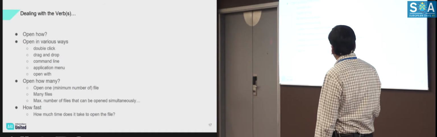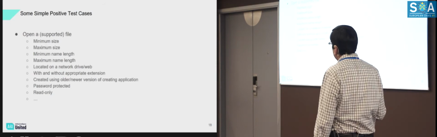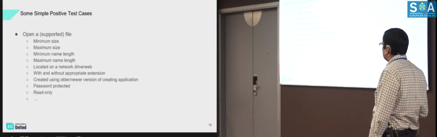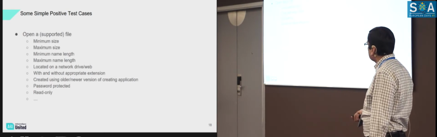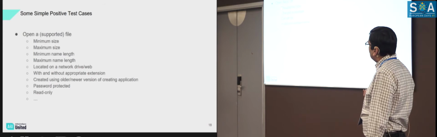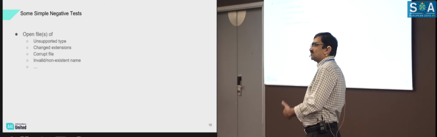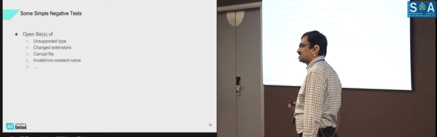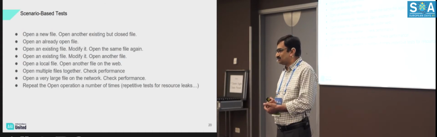But before that, some simple positive test cases: minimum, maximum size, name length, where they are located, with or without extension, created using older, newer version of creating application, and so on and so forth. Each one of them a valid test case. Some negative test cases: unsupported file, changed extensions, corrupt file, non-existent name. So you can write a lot of positive and negative tests, which is good. But now let's get into that scenario where you can write not just hundreds, but maybe tens of thousands of test cases. Very simple.